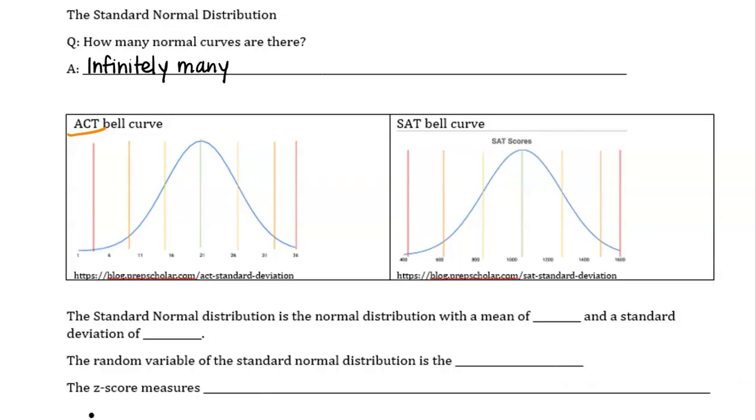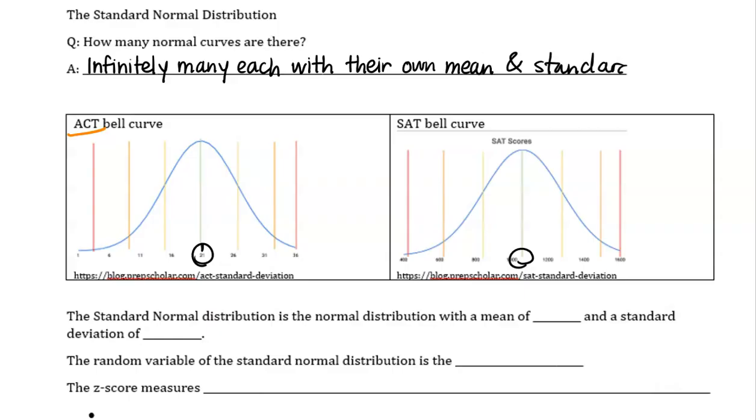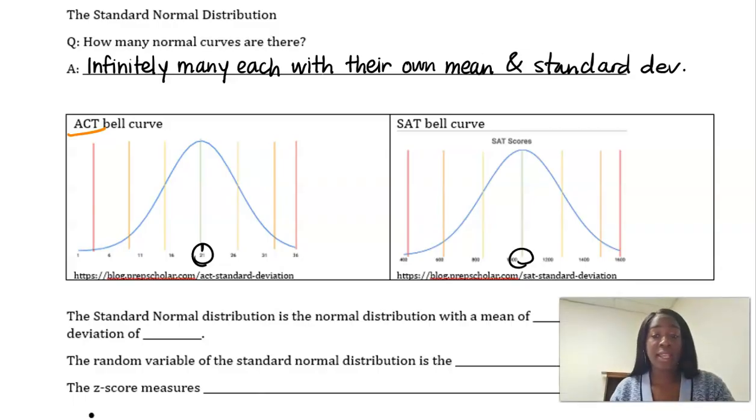There are infinitely many normal curves, and each of those normal curves has their own mean, their own center point, and they each have their own standard deviation, describing how spread out that data is. So that's not very helpful for us making comparisons, especially if we just talked about how the mean and the standard deviation are what determine the shape of that normal curve. Dealing with all these different means and all these different standard deviations is not going to be helpful.